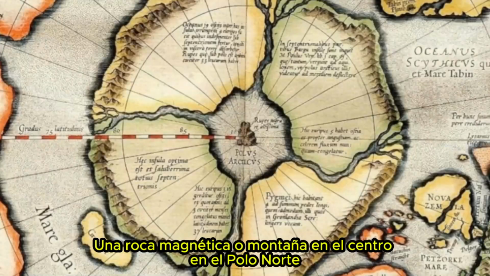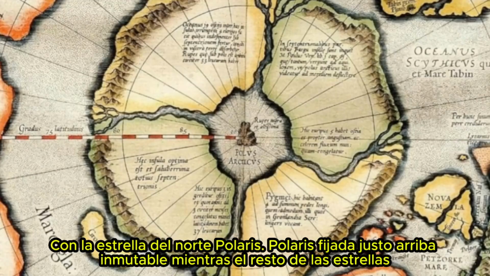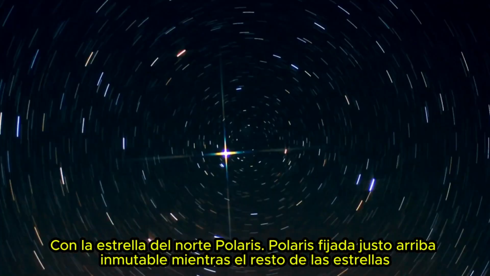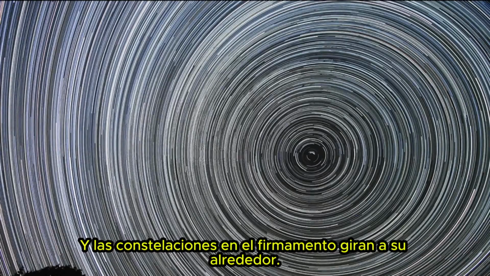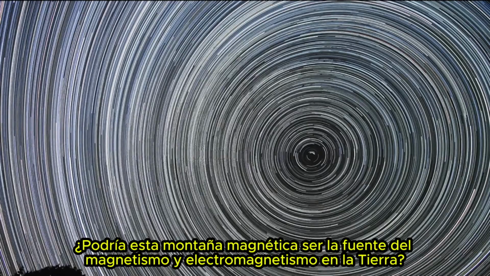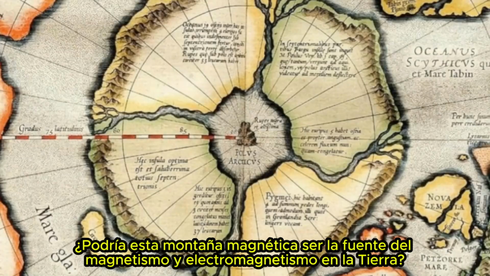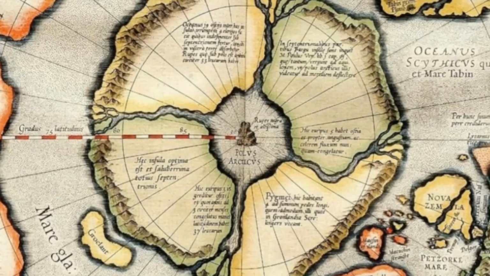A magnetic rock or mountain at the center, at the North Pole, with the northern star Polaris fixed right above, unchanging, while the rest of the stars and constellations in the firmament revolve around it. Could the source of all magnetism and electromagnetism on Earth emanate from this magnetic mountain?